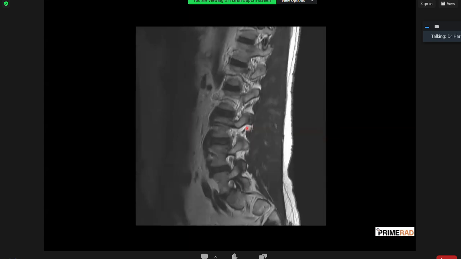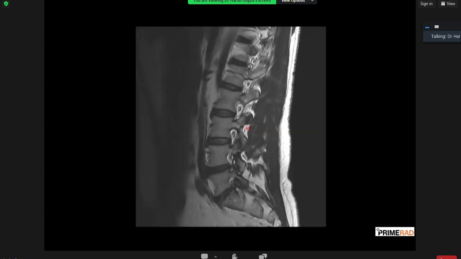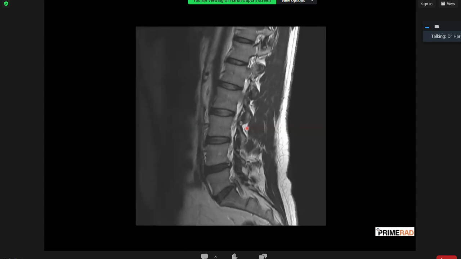Now moving to the next one, this is an interesting case. If you look carefully at the L5-S1 level, there is a conjoint nerve root. These are very common. These are incidental findings, and they are very common at the L5-S1 level.